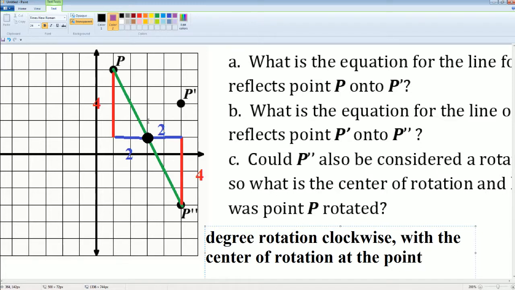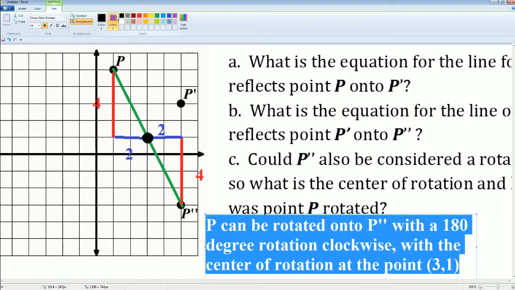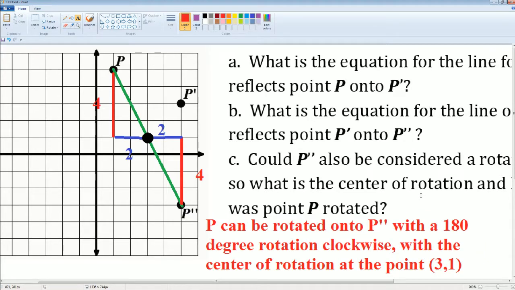1, 2, 3, 3, 1. So 3, comma 1. Alright, so here you go. Let me make that red so it stands out for you. Okay, there you go. All we did here is we knew that it had to have a line connecting them. If it's a 180-degree rotation, then we find the perpendicular slope by matching up just right triangles.